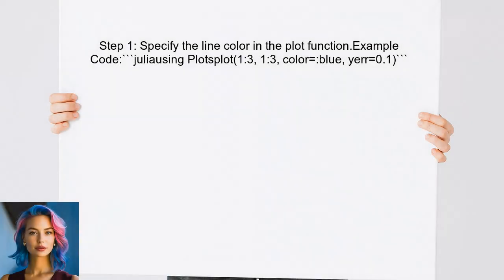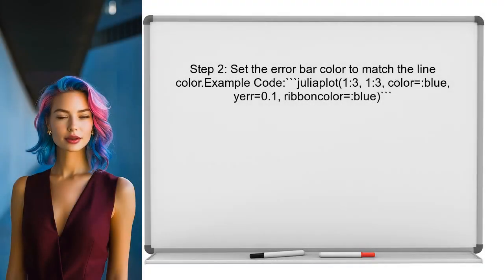To change the color of the error bars in plots with the PyPlot backend, the user should first specify the color of the line when creating the plot. This can be done by using the color attribute in the plot function. Next, the user can set the error bar color to match the line color. This is achieved by using the error bar color attribute, which can be set to the same color as the line.